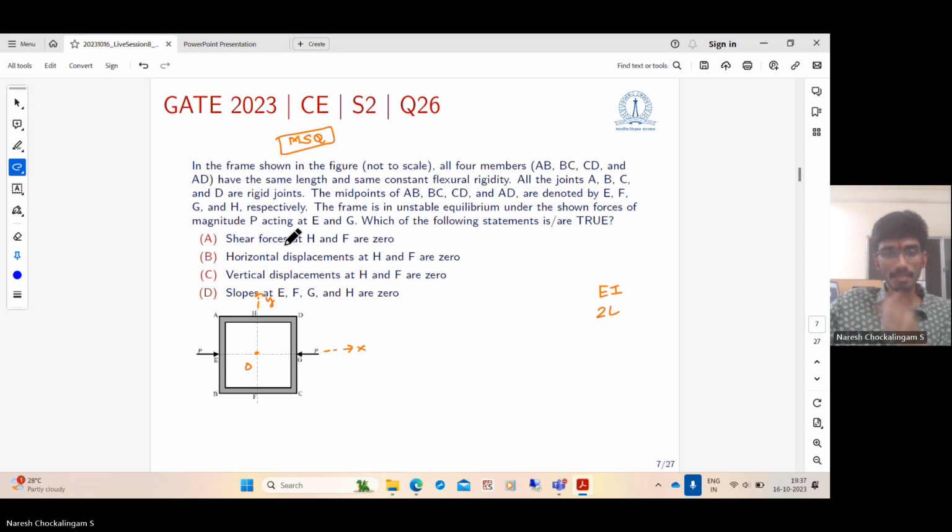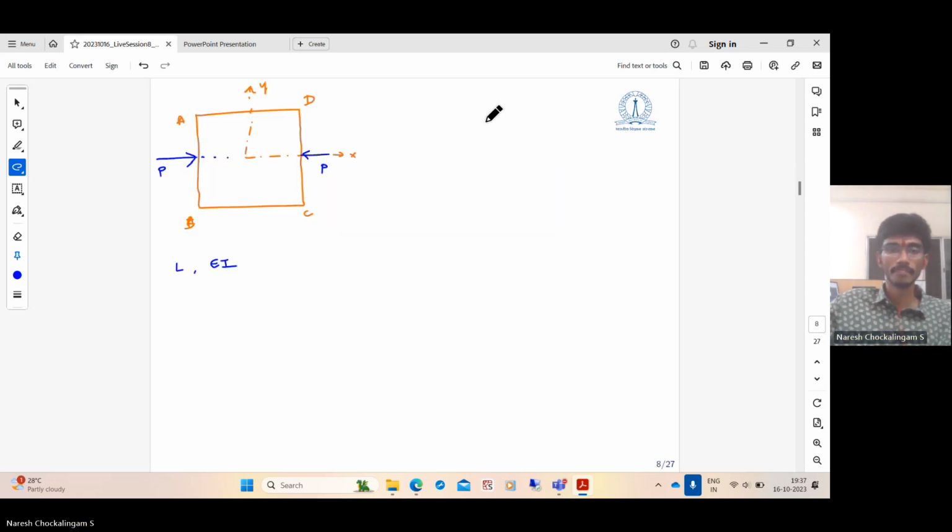First of all, you see there is one piece of information here. The frame is in unstable equilibrium under the shown forces. So why do you think it is in an unstable equilibrium?